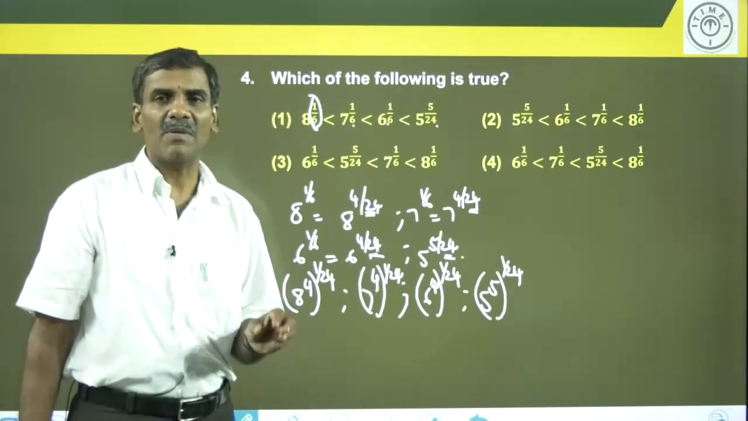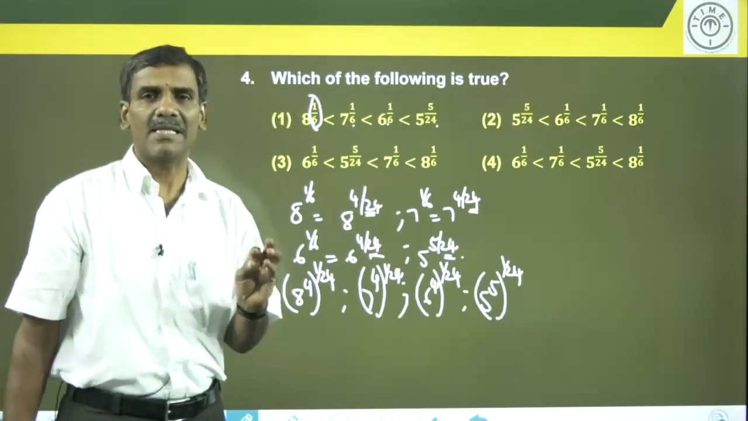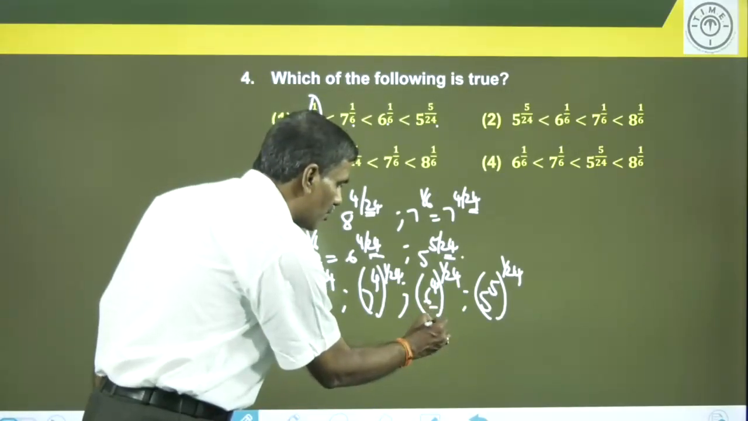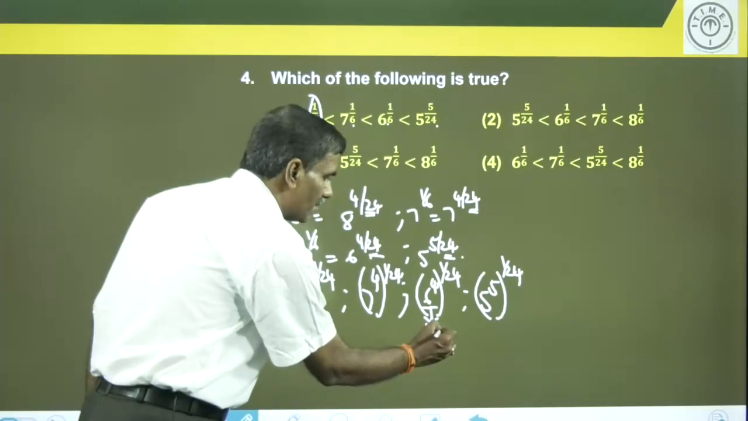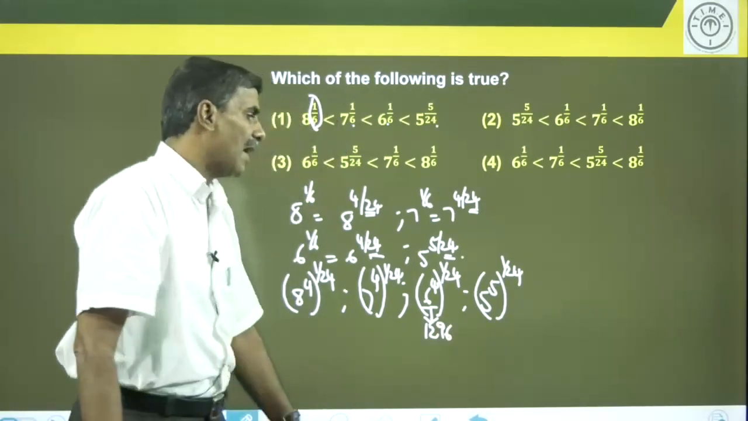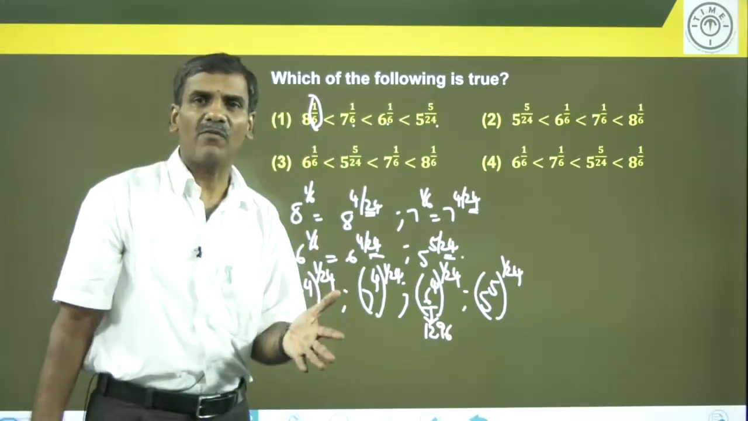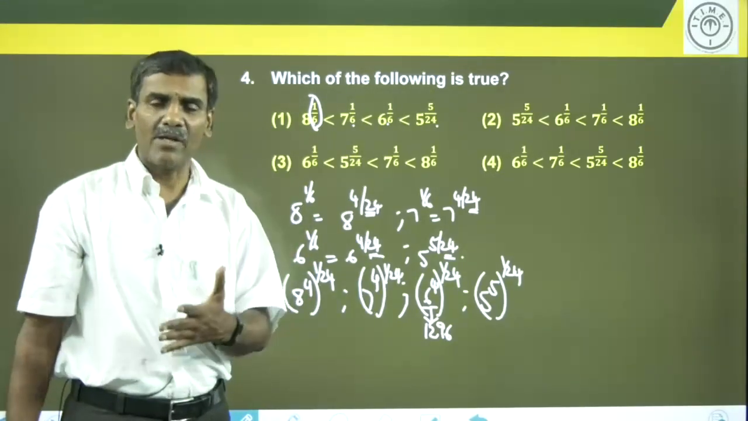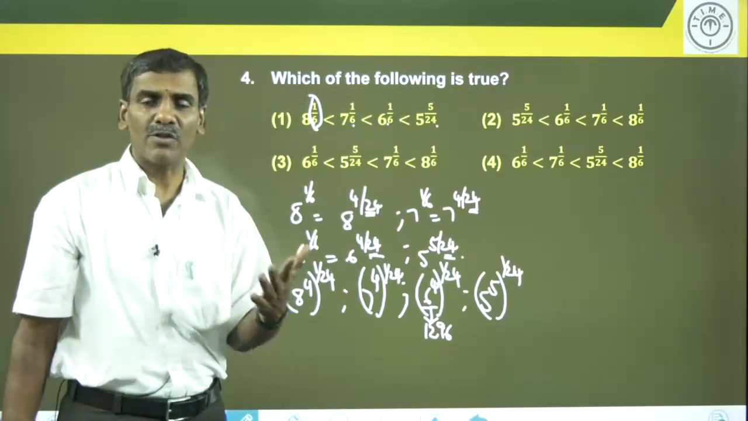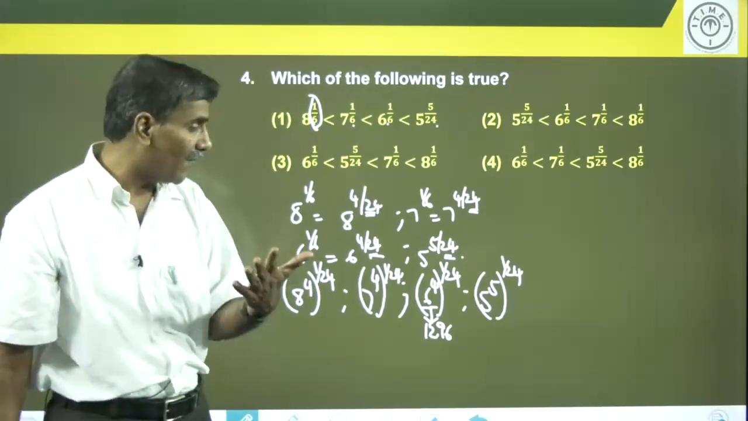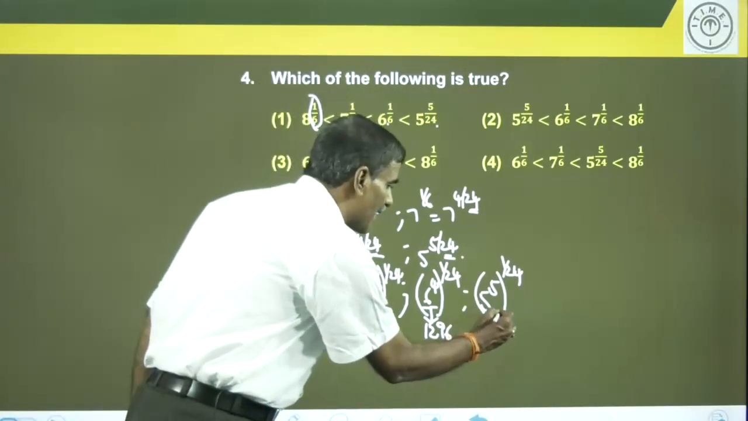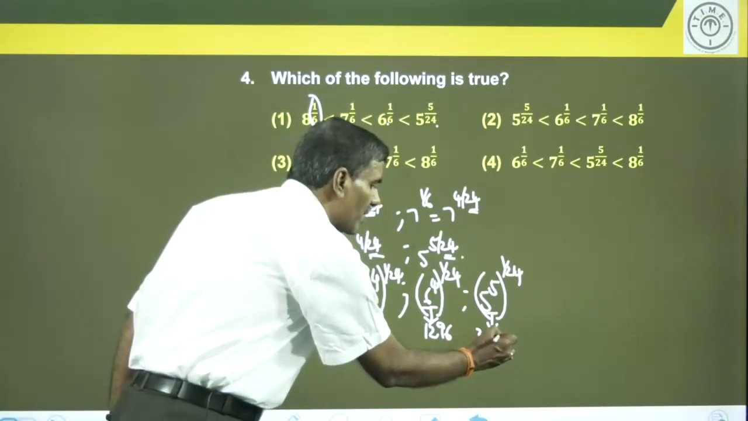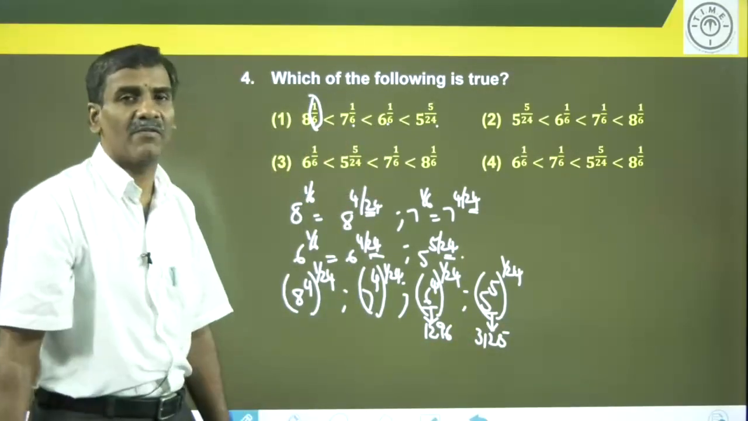6 power 4 is nothing but 6 square into 6 square. That is 36 into 36, which is 1296. Right? Similarly, 5 power 5 is 5 square into 5 square into 5. 5 square is 25. Again 25 into 25 is 625. Into 5 will become 3125.